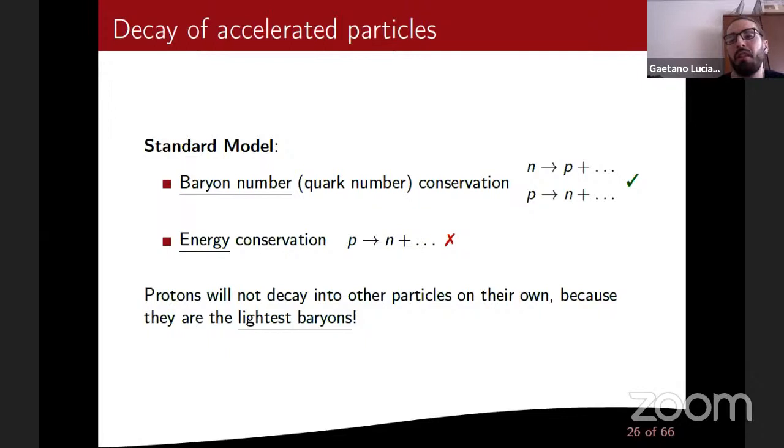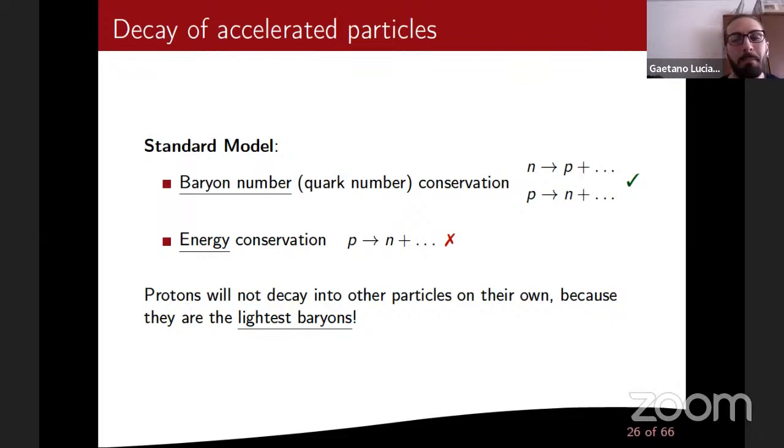How is this observation explained in the standard model? The standard model requires the conservation of the baryon number and also energy conservation. If you simply rely on baryon number conservation, in principle, the proton may decay into a neutron. But as far as you consider a static proton, this process is not allowed, because the proton is less massive than the neutron, so the process is violated by energy conservation. In general, the proton cannot decay at all because it is the lightest baryon. So if you combine these two requirements, you deduce that in the standard model, the proton cannot decay.